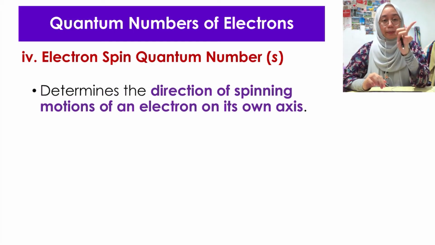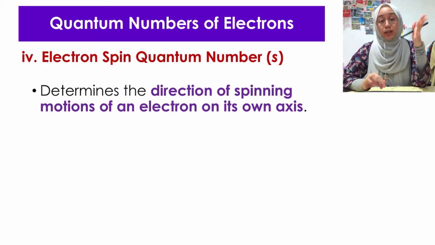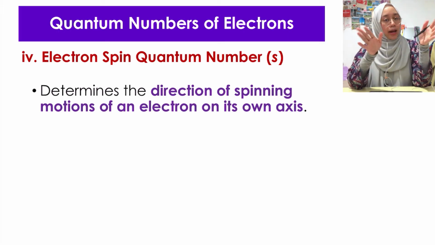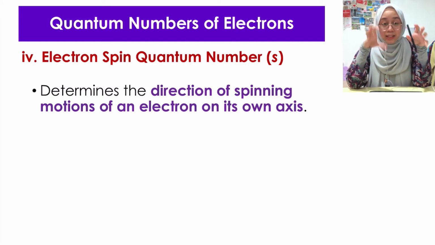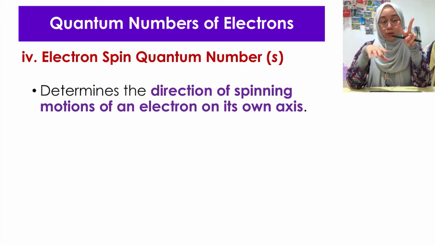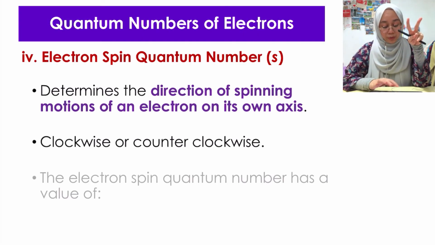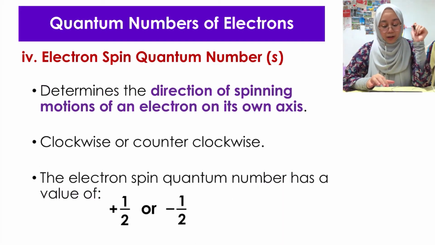Okay, so disebabkan ada dua sahaja dia punya direction, either clockwise ataupun anti-clockwise, so value untuk S ni dia tak depends on N, L ataupun M. Okay, it has its own specific values. Okay, and there's only 2 possible value, which would be positive half ataupun negative half. Okay, so itu sahaja possible value dia.